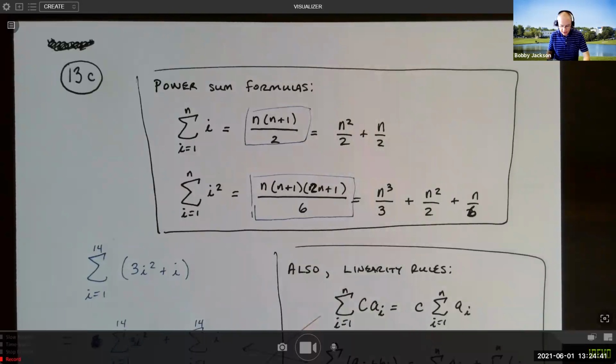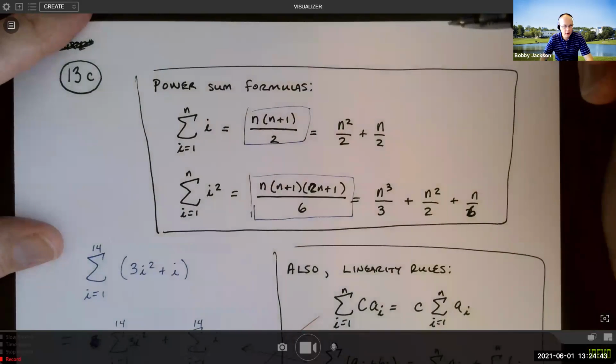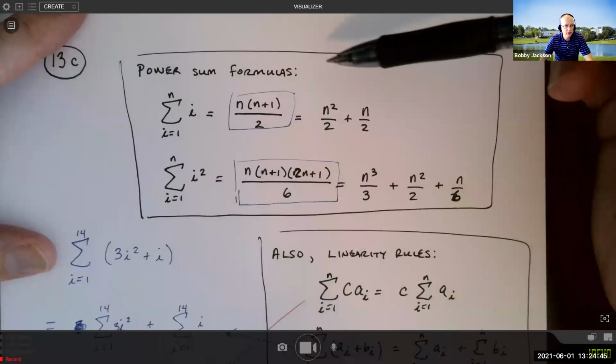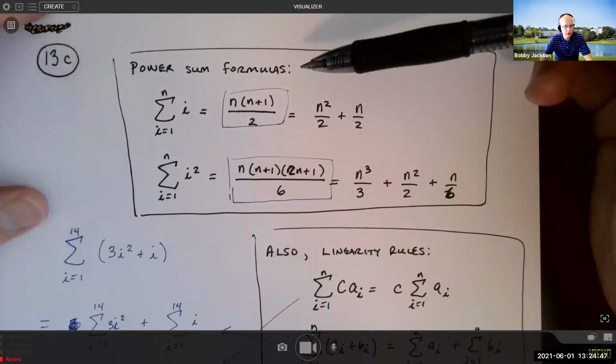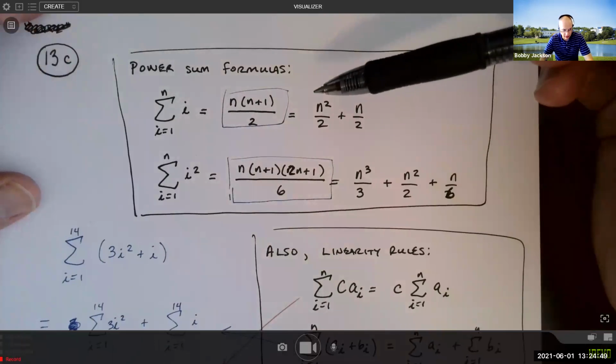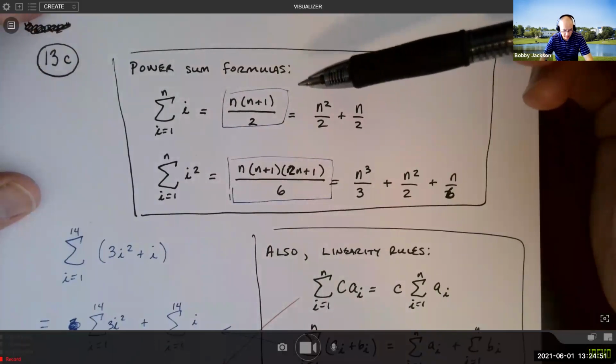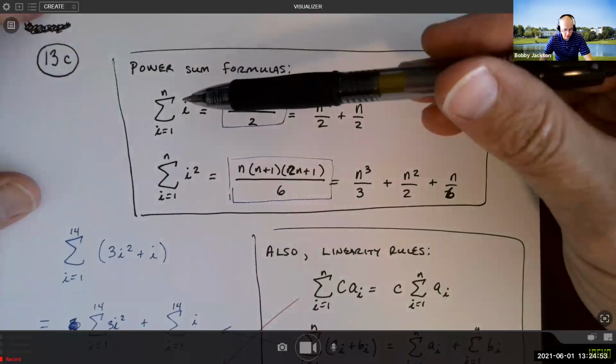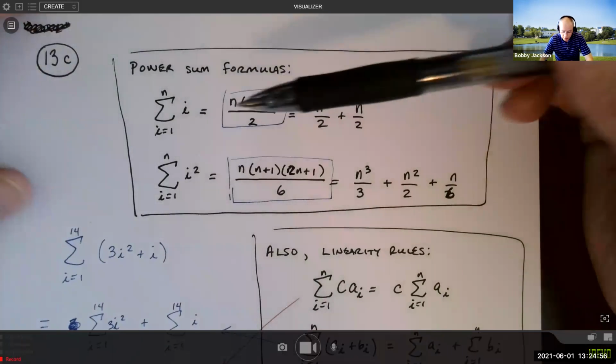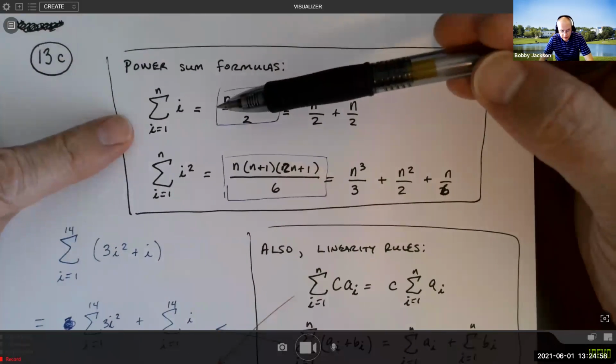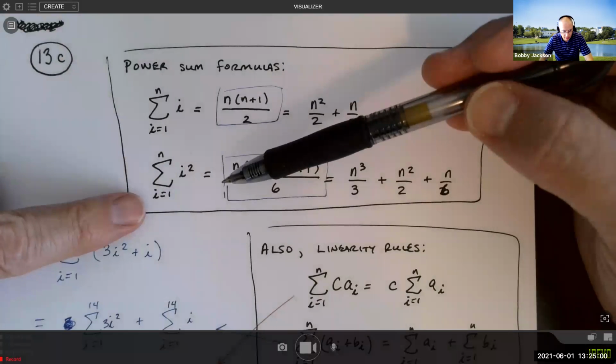So let's look at 13C. And here we're going to make use of a couple things. One is the power sum formulas. So I talk about these in the lecture videos. So here's two of them that we're going to use in this particular problem. And you don't have to have these summation formulas memorized.